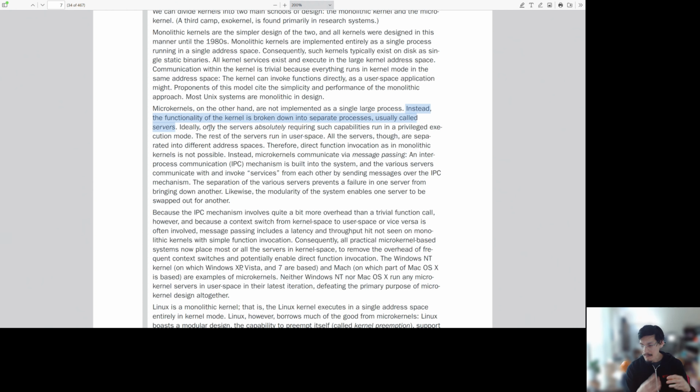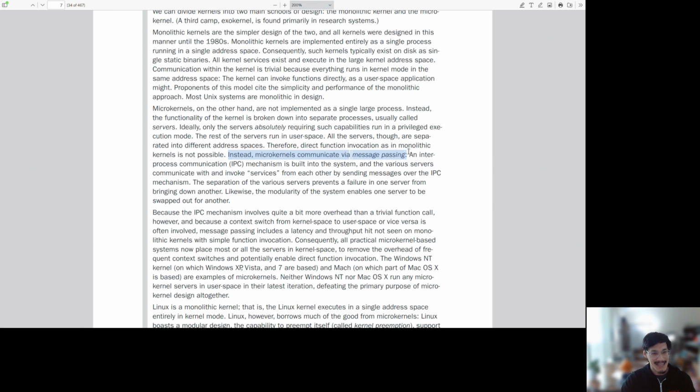Ideally, only the servers absolutely requiring such capabilities run in a privileged execution mode. The rest of the servers run in user space. So some parts of the kernel of a microkernel get to run in user space, and some will actually run in kernel space. All the servers, though, are separated into different address spaces, so they all run independently. Therefore, direct function invocation as in monolithic kernels is not possible. Instead, microkernels communicate via message passing. So it's kind of like microservices in the cloud, but for operating systems.